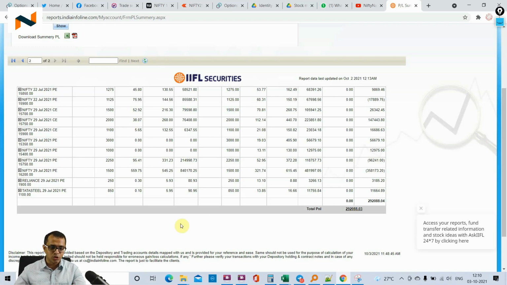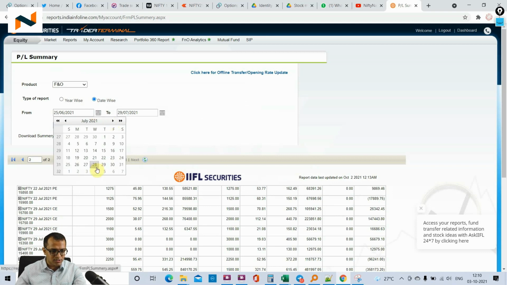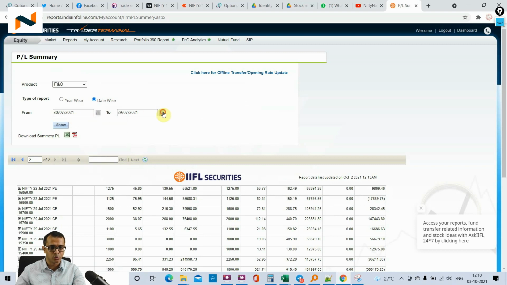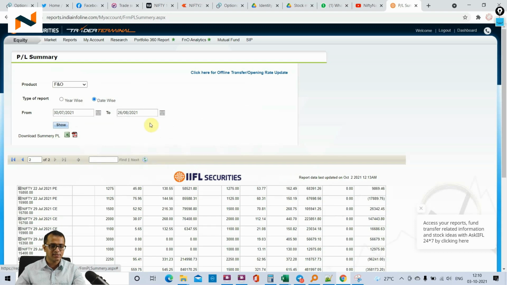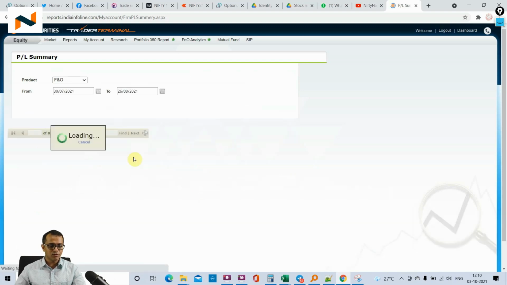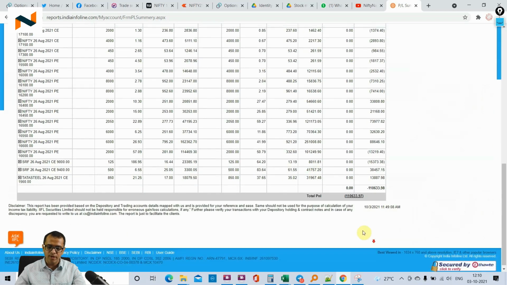So this was the July quarter. Now let us see what happened in August. August month started from 30th July to 26th August. This month was a loss where I had to lose around 1 lakh.